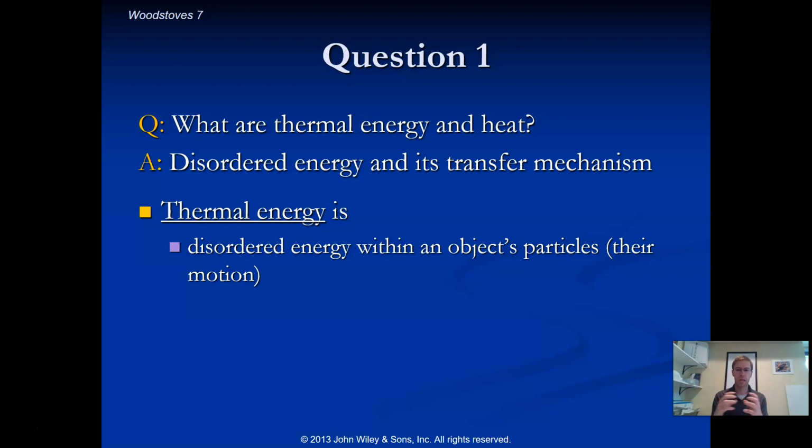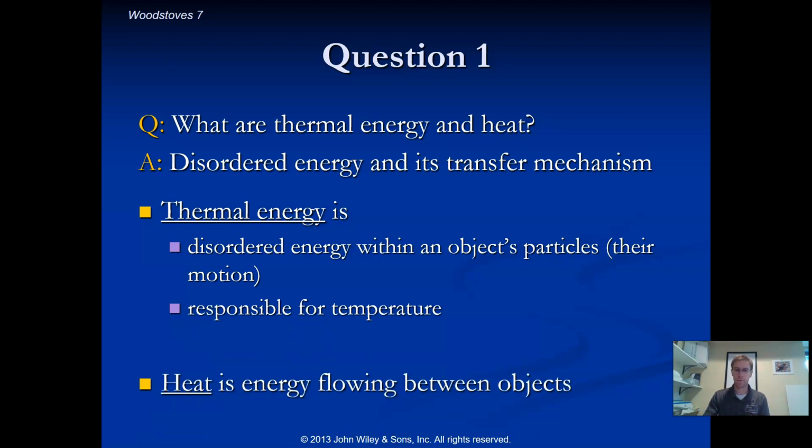But thermal energy is the energy of motion on a small scale, and it's directly related to the temperature of an object. So the more thermal energy something has, the higher its temperature will be, and the faster its particles are moving. So on a hot day, the air is actually moving faster than it is on a colder day. And so again, this is responsible for temperature.